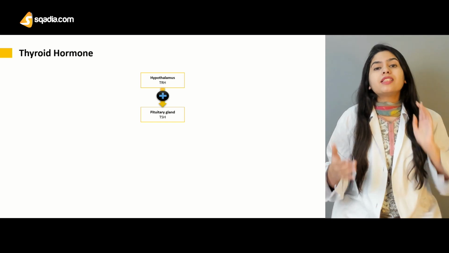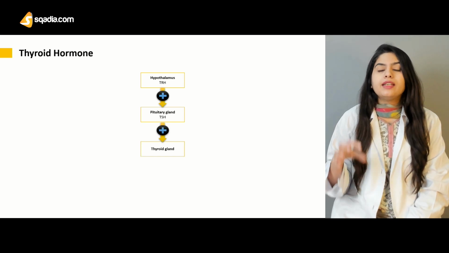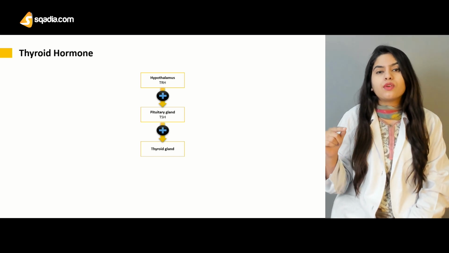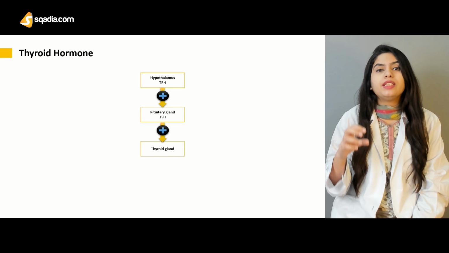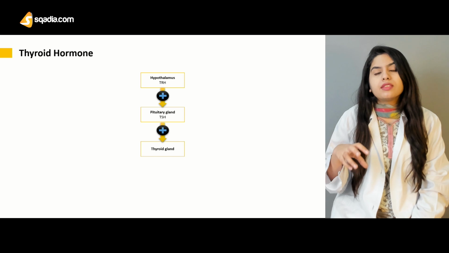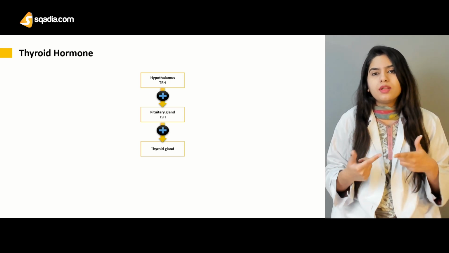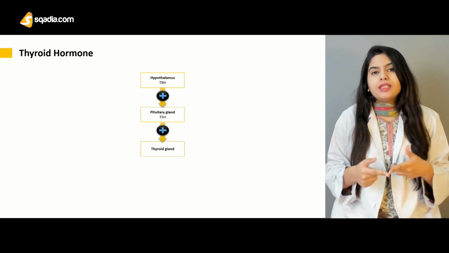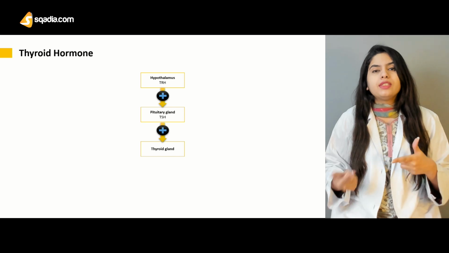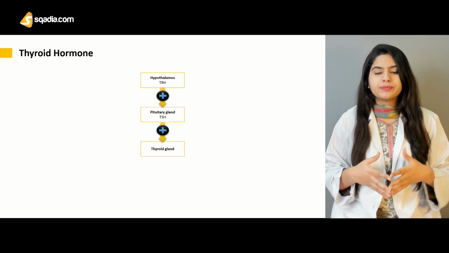Now, this thyroid stimulating hormone acts on the thyroid gland, which consists of several cells made up of glandular epithelium, and this epithelium consists of thyroglobulin in its walls. This thyroglobulin is iodinated and is converted into T4 and T3, the two main thyroid hormones released in the body.